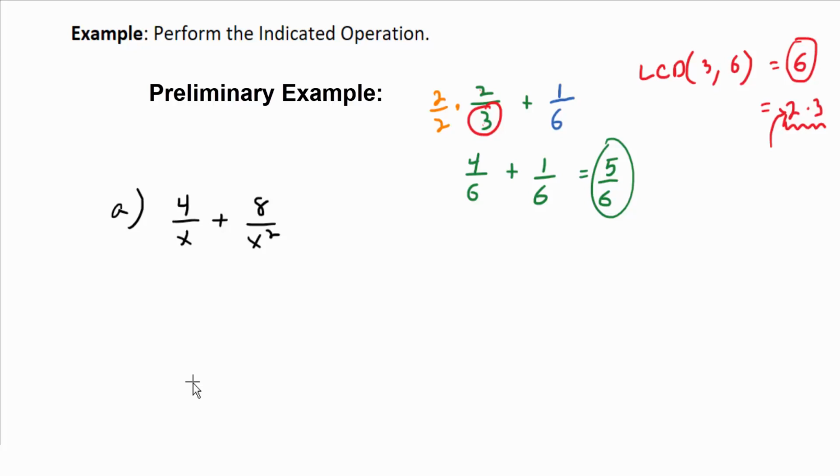So in part A, we have 4 divided by x plus 8 divided by x squared. Okay, first you have to find the LCD, right? Technically, I don't know if it'll come up too much, but if one of these weren't reduced all the way, you might want to simplify it first, but that's not an issue here, right?